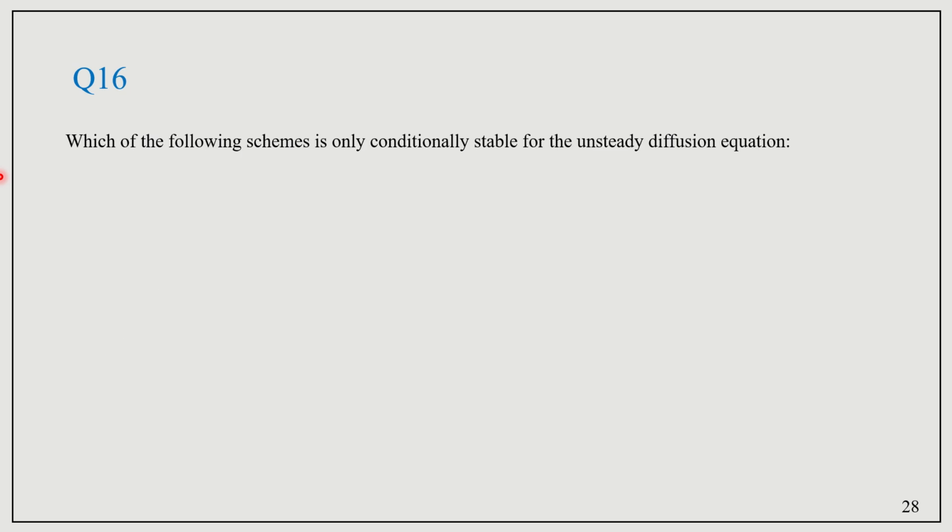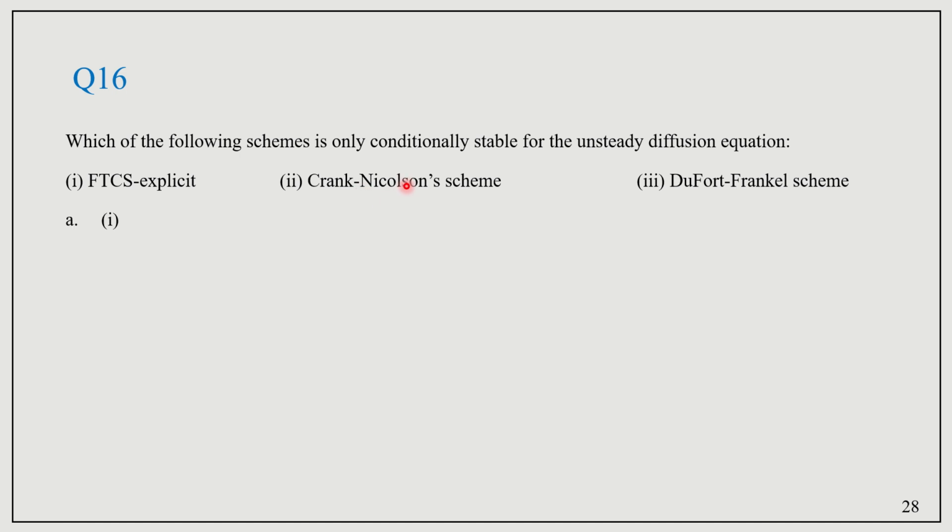Which of the following schemes is only conditionally stable for the unsteady diffusion equation? The first one is FTCS explicit, the second one is the Crank-Nicholson scheme, and the third one is the Dufort-Frankel scheme. Out of all these, we need to identify which of the schemes is conditionally stable. Looking at it, we can say it is the first one, that is the FTCS explicit scheme.